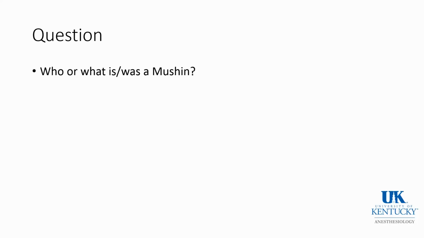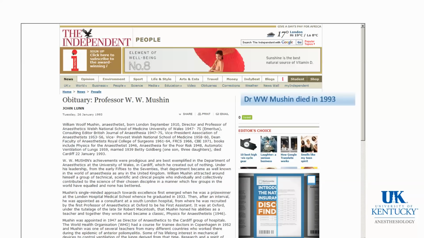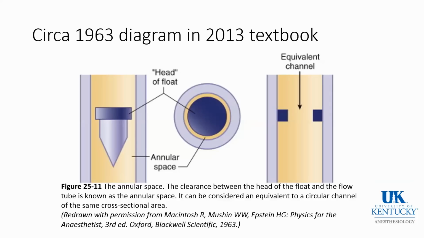Professor W.W. Mushin was the chief of anesthesia at the University of Wales in Cardiff, and is a renowned pioneer of anesthesia, having died in 1993. I bring this to your attention because diagrams from his textbooks from 1963 are still being used in our textbooks today.